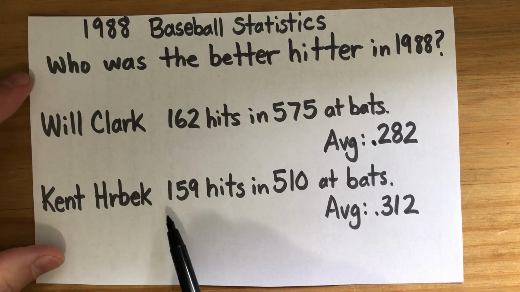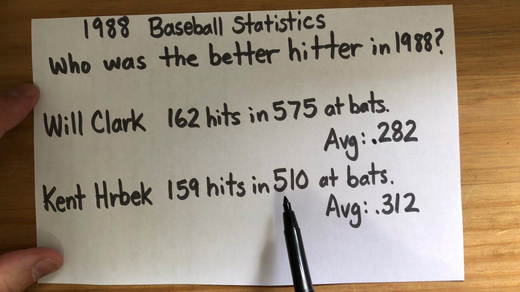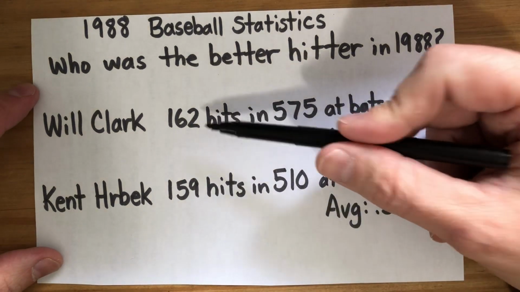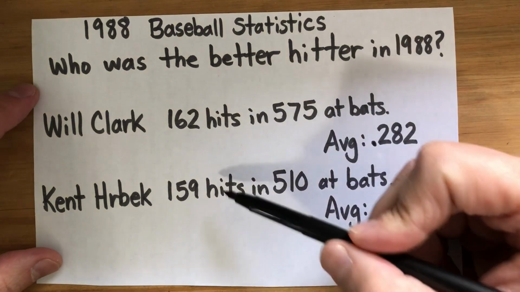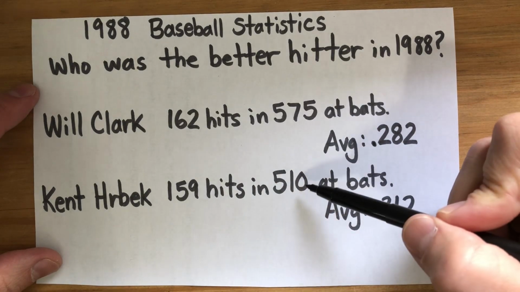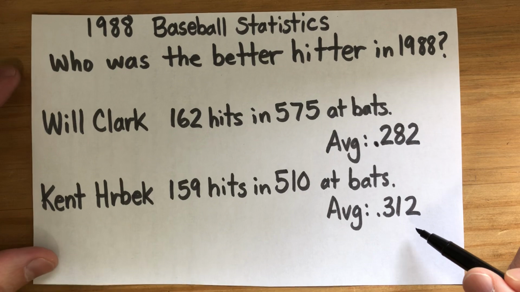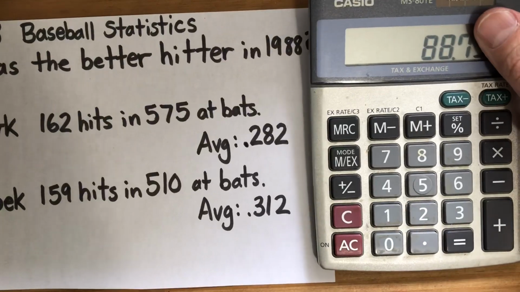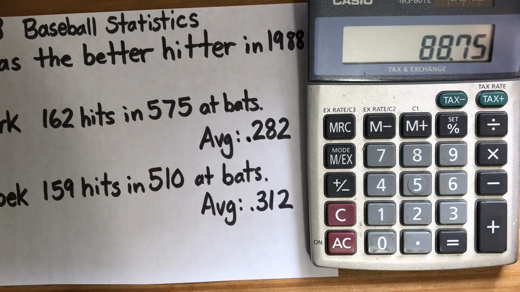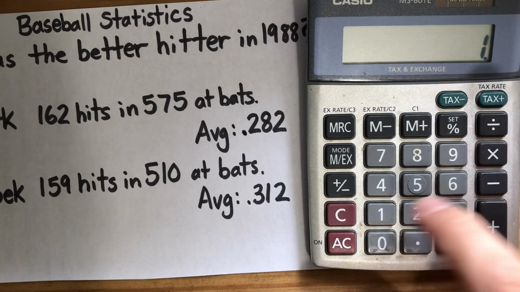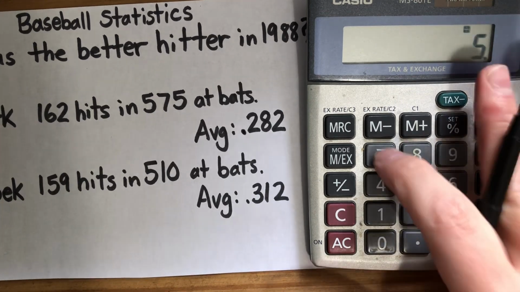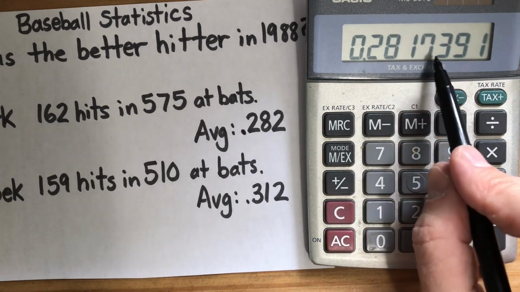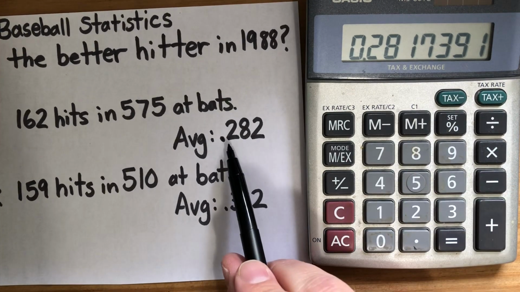Whereas Kent Hrbek had less hits than Will, but he did it in less at-bats. And so that average is a better way to compare the two, because you might say, well, Will Clark had more hits, but Kent Hrbek had almost as many hits in a lot less at-bats, which is why his average is higher. And I can use the calculator to prove this by taking the data. Remember that the number of hits based on the number of at-bats. And so in this case, 162 hits divided by 575 at-bats, it's an average of 0.28173991. And we're going to round that. It's going to round to 282.